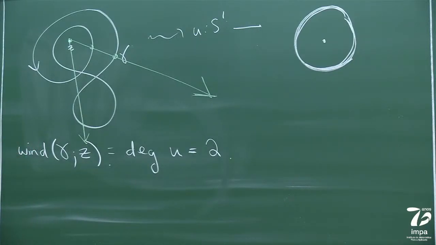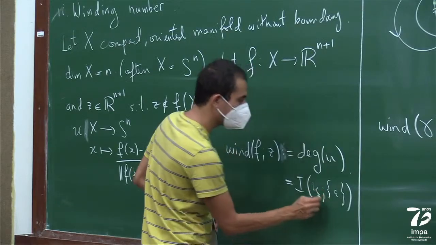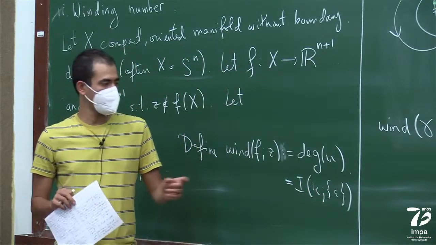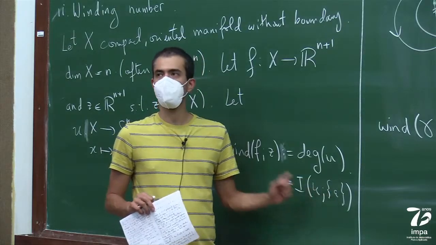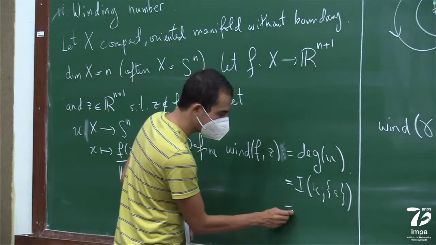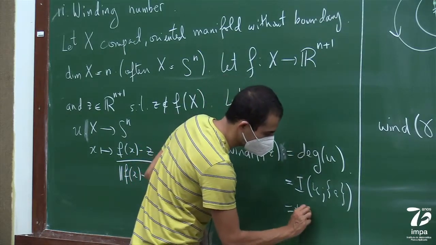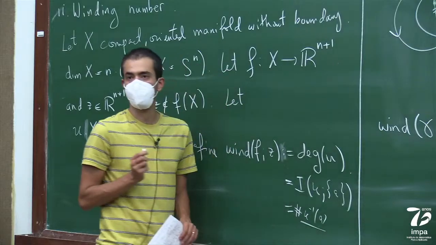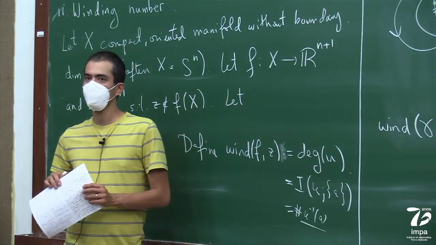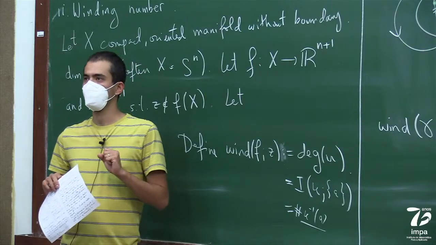And why is it the same to intersect a line and to look at the degree? Because remember, the degree, by definition, is the intersection number of u with a regular value. So it's basically the number of pre-images of this regular value by u. So this is the sign count of u inverse of A. So you look at all the pre-images of A by this map u, and you count them with signs.